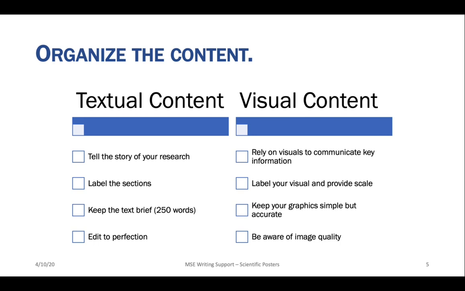Since this is a visual display, you definitely want to rely on visuals to communicate key information. When people are looking at a poster, they don't want to just stand there and read a bunch of text. They would like to see visual evidence of what you're telling them. You need to label those visuals and provide scale. If you don't label your visuals and give a sense of scale, all that good work that you got in those images that you've created are not very useful. So make sure that you're providing those labels and scale markers just like you would in your report, but of course as abbreviated as possible.